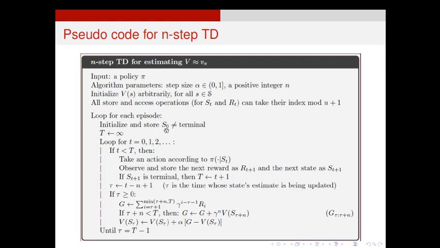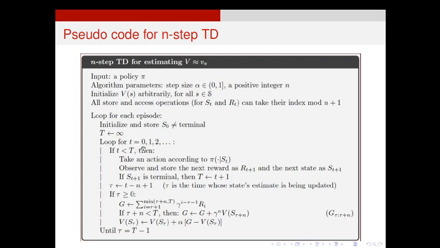Initialize and store S0 not equal to terminal. If we start with an initial state S0, if it is not terminal, then we do this. If it is a terminal state, there is no need of update because its value is always 0. Then I choose T equal to infinity. That means the last state or the terminal state is infinity. That means there are infinitely many states available here.